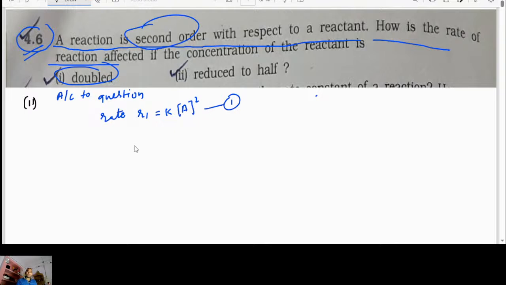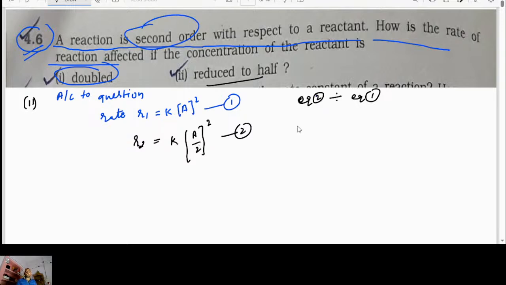But here, if you are talking about R2, what will be there? K, and the concentration is reduced to half, so it is A by 2, and the order is second order, so it will be square only. So, what we can do is equation 2 divided by equation 1. You divide equation 2 by equation 1 and check out the answer, student. What are you going to receive here?